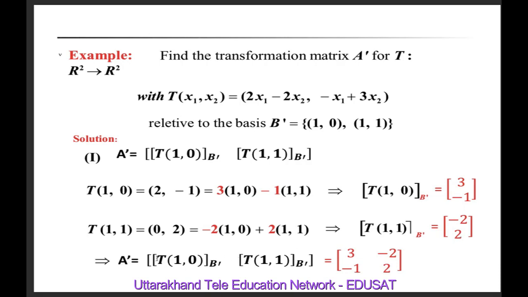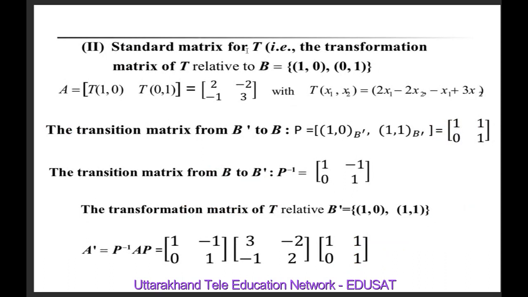Therefore, A' is equal to [T(1, 0)]_B', [T(1, 1)]_B'. So this matrix is (3, minus 1), (minus 2, 2). I have substituted the value of [T(1, 0)]_B', which is (3, minus 1), and [T(1, 1)]_B', which is (minus 2, 2). So we have obtained the standard matrix, which is a 2 by 2 matrix relative to the basis B'.